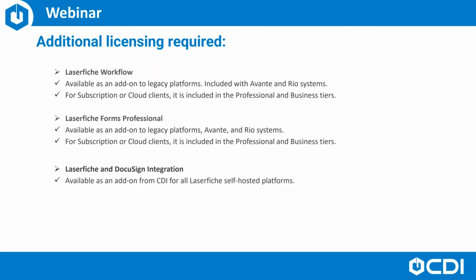So we're going to need Laserfiche Forms Professional. There's also an essential version, but the professional version allows you to do lookups, not only into the Laserfiche repository from Laserfiche Forms, but from Laserfiche Forms into other systems and databases based on some unique identifiers. We can pull in metadata from other systems. So Laserfiche Forms Professional is an add-on to legacy platforms, Avante and Rio systems. It is included for subscription and cloud clients under the professional and business tiers.